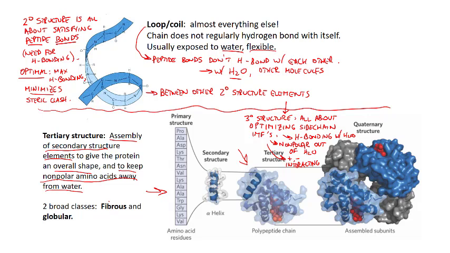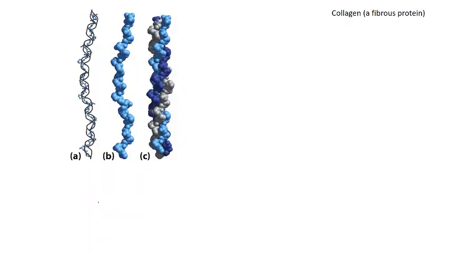There's two classes of tertiary structures, fibrous and globular, and most proteins are globular. But regardless of whether your protein is fibrous or globular, the forces that define the tertiary structures tend to be the same in both, and so I'm going to go over fibrous proteins first just to illustrate how tertiary structure works. All right, what we're seeing here is collagen. Collagen is the best known of all fibrous proteins.